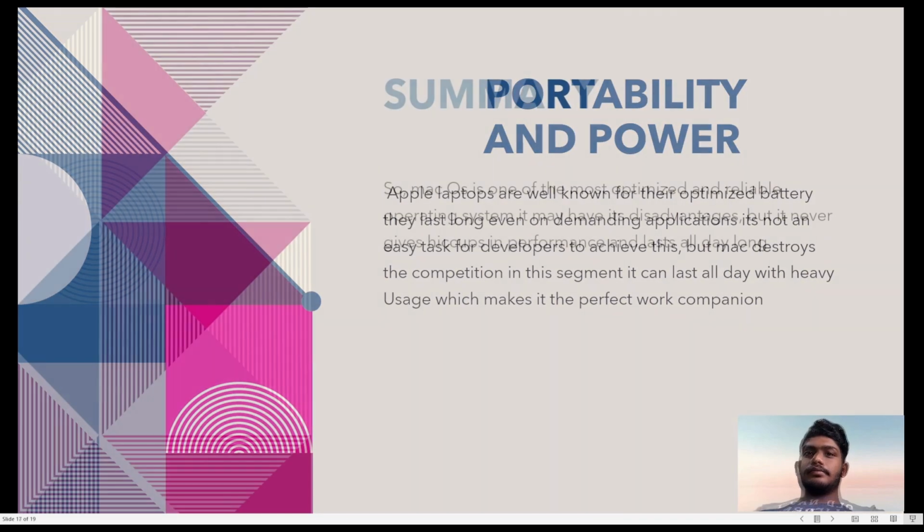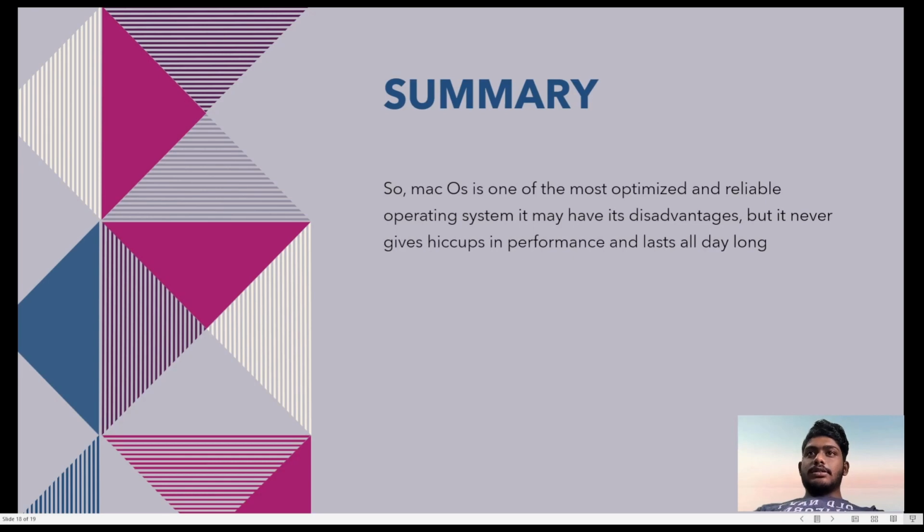Let's have a short summary session. Mac OS is one of the most optimized and reliable operating systems. It may have its disadvantages, but it never gives hiccups in performance and lasts all day long. Your choice of OS involves much more than just features, hardware, and software support. It also involves what people around you use, your ecosystem, including your smartphone and tablet, your business needs, and your personality. It comes down to what's more important to you.